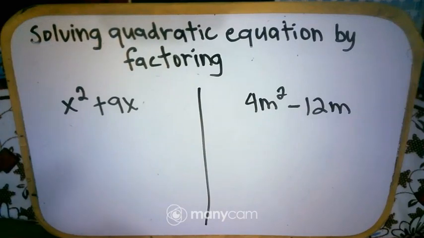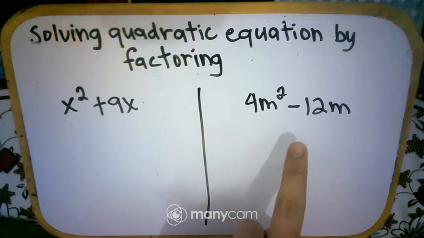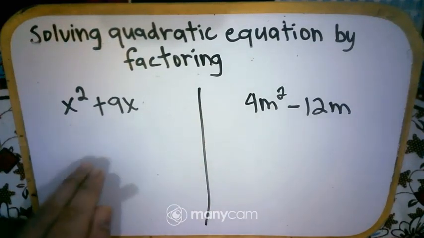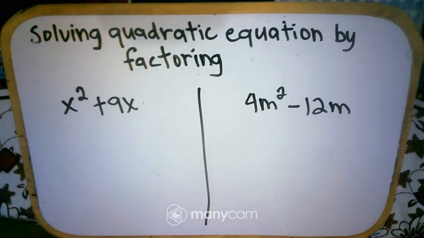Let's have a review first on how to factor expressions. So ito po ay expression. So wala po tayong equal sign, wala tayong right side. So this is not an equation. The first one we have is x squared plus 9x, and then the next is 4m squared minus 12m. So they are both binomials. So let's factor first binomials, and then later on, let's try to factor trinomials, because we have different ways on how to factor binomials and for trinomials.